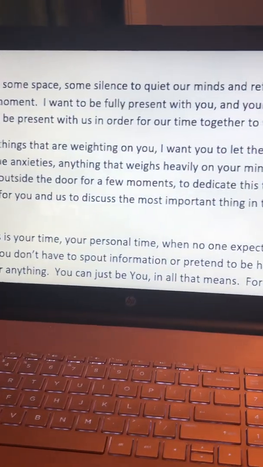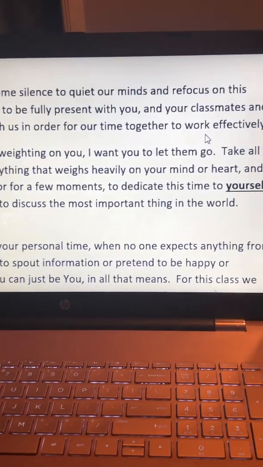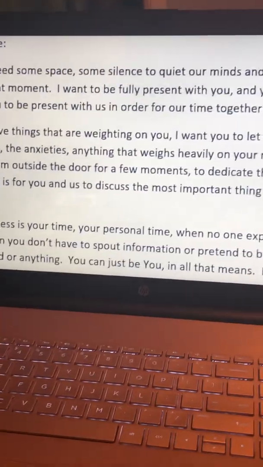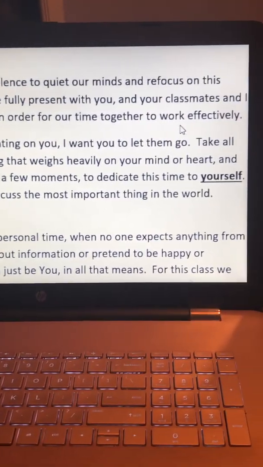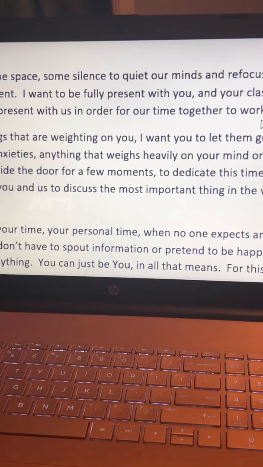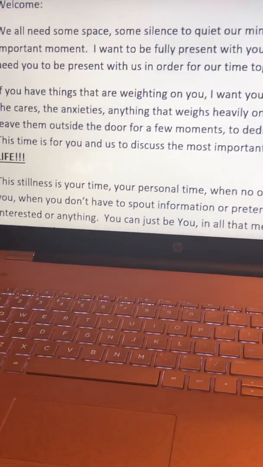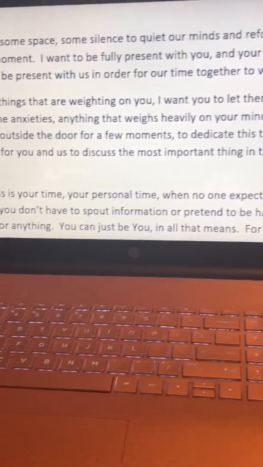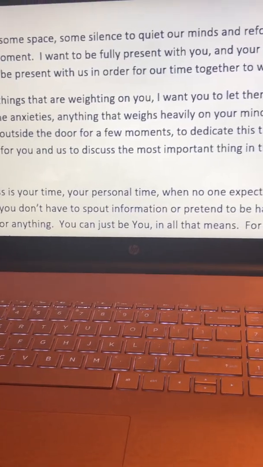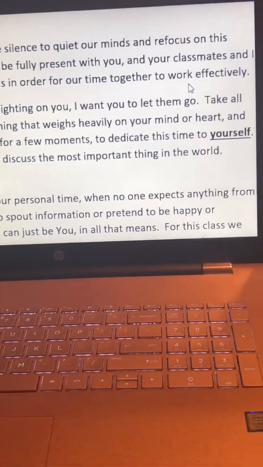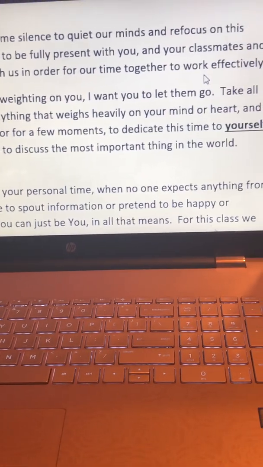Welcome. We all need some space, some silence to quiet our minds and reflect on this present moment. I want to be fully present with you and your classmates, and I need you to be fully present with me in order for our time to work together effectively. If you have things that are weighing on you, I want you to let them go. Take all the cares and worries and anything that is weighing on your mind and heart, and leave them outside the door for just a few moments.